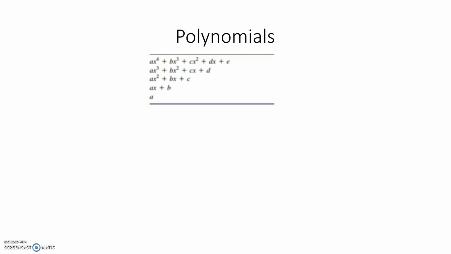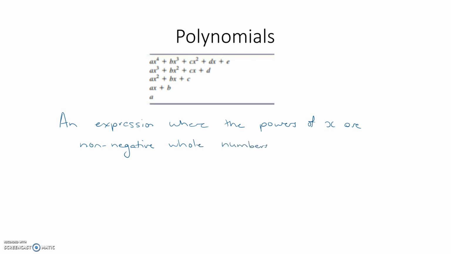A polynomial is an expression where the powers of x are non-negative whole numbers. So, if we have a look at this, this has got x to the power of 4 and 3 and 2 and 1, and this must be x to the power of 0.